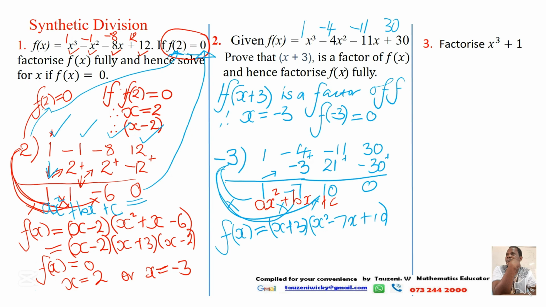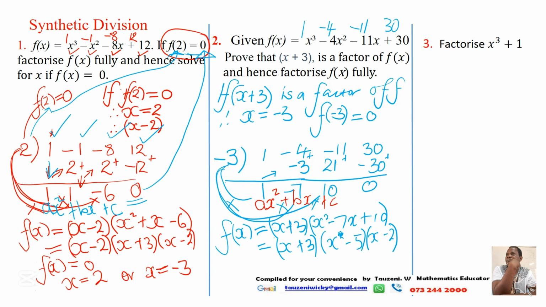To complete your factorization, you factorize the quadratic part. So this is x plus 3, factor of x squared minus 7x plus 10, and in factorized form, this will be x minus 5, factor of x minus 2. Then your expression is factorized fully as is required by the question. That's synthetic division.